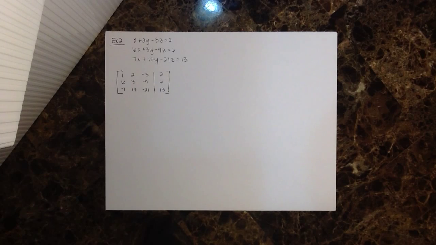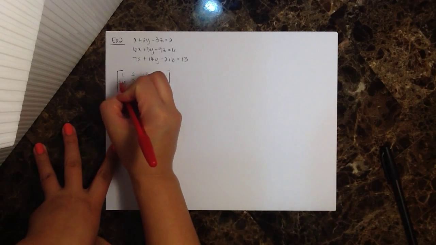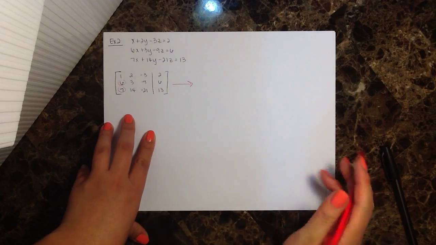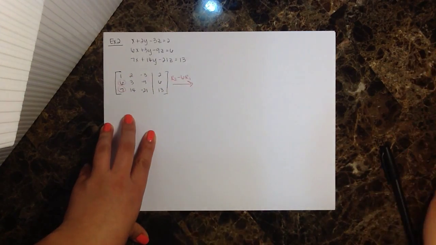Notice in this matrix we're not missing any variables this time, so there's no zeros involved. We want this to look as close to the identity matrix as possible, so let's perform some row operations. I know that the 6 and the 7 have to turn into zeros, so my first row operation is going to be to set row 2 minus 6 times row 1.